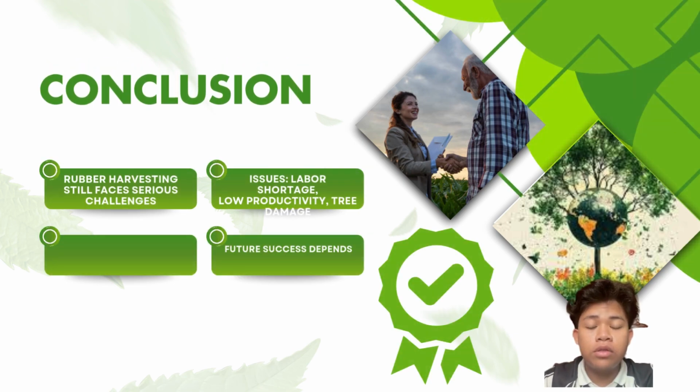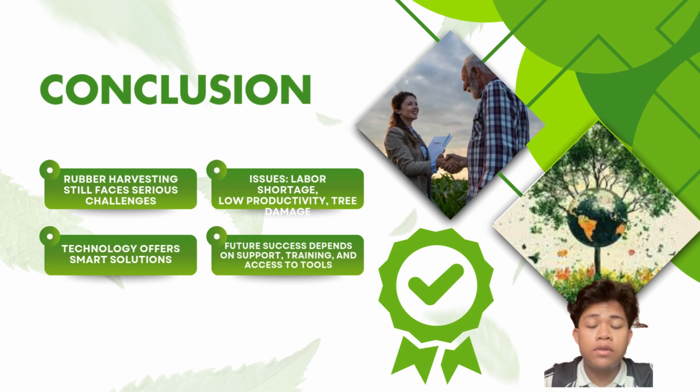Now we're moving to the conclusion. To conclude, rubber harvesting continues to face many serious issues such as labor shortages, low productivity, and tree damage caused by improper tapping. However, with the right use of technology, we can overcome many of these problems. Tools like tapping machines, mobile apps, and sensors are already helping to improve efficiency and latex yield.